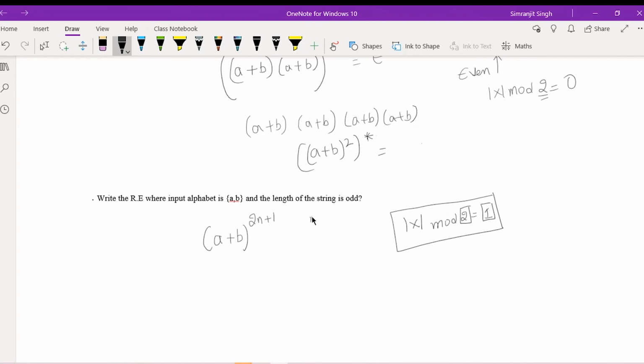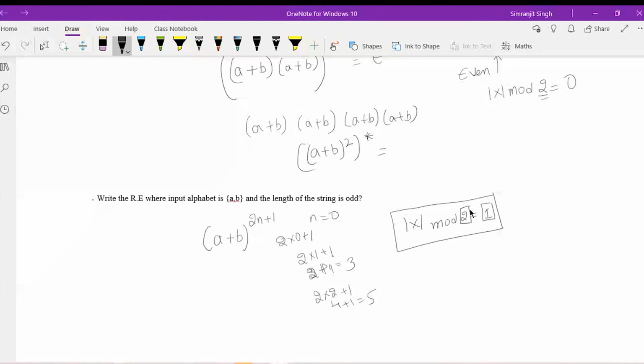So n can be 0. When n is 0, you get 2 into 0 plus 1, which becomes 1. So it means it is an odd length a or b. When n is 1, it is 2 into 1 plus 1, which is 3. In the same way, 2 into 2 plus 1 is 4 plus 1, that is 5. So by using this equation, you can extract the odd lengths.